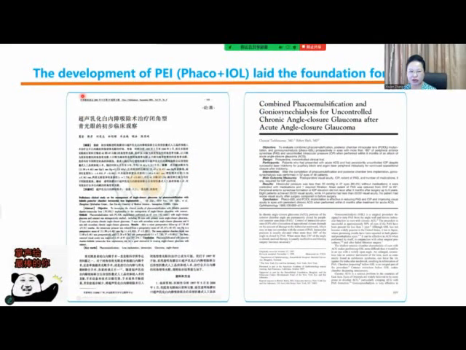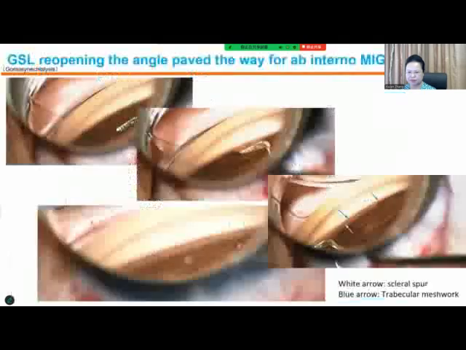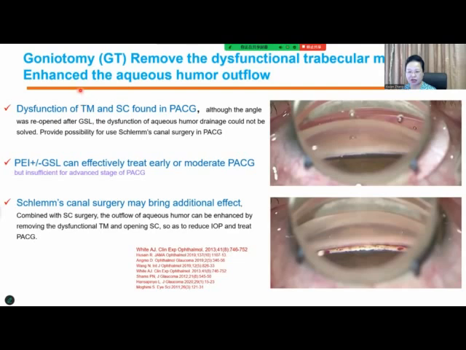Twenty years ago, PEI laid the foundation for MIGS. And GSL reopening the angle paved the way for internal MIGS in PACG. And goniotomy removed the dysfunctional trabecular meshwork and enhanced the aqueous humor outflow.